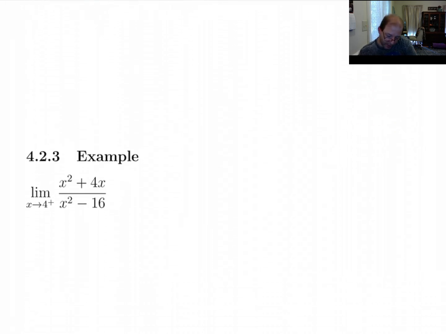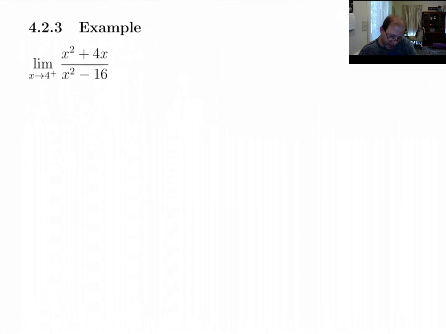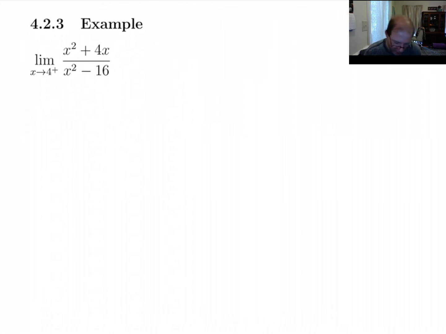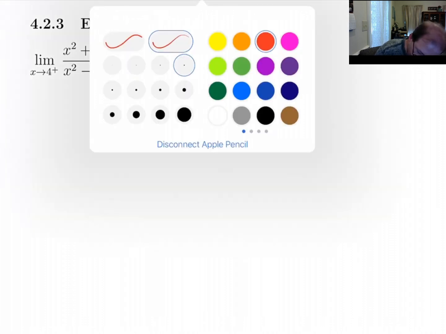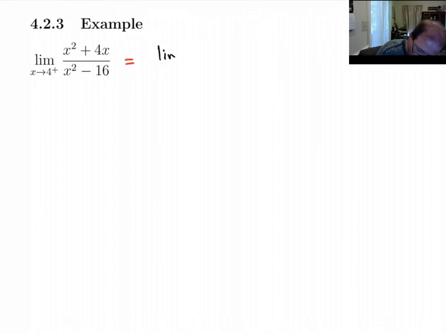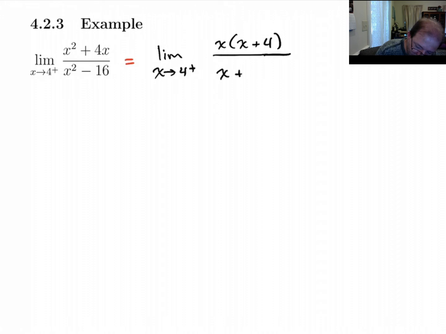All right, let's look at this one. x is going to 4 from the positive side. And if you look at this, that does make the denominator 0. So this is going to give us a vertical asymptote. But in this case, I need to factor this. The top I can factor into x times x plus 4. And the bottom I can factor into x plus 4 times x minus 4.